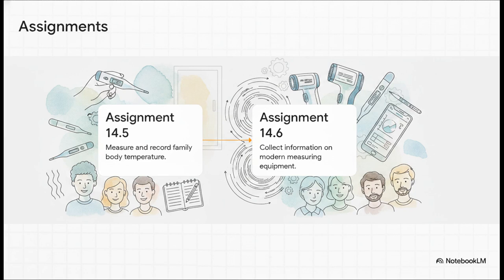So we get these cool real-world missions. Step 1, found in Assignment 14.5, tasks the learner with physically measuring and recording the body temperatures of their own family and friends. Then, Step 2, under Assignment 14.6, has them digging up info on modern measuring equipment. It points out that new, more accurate types of thermometers are constantly being invented. I just love this hands-on approach. It directly connects textbook theory to the medicine cabinet in your own bathroom.